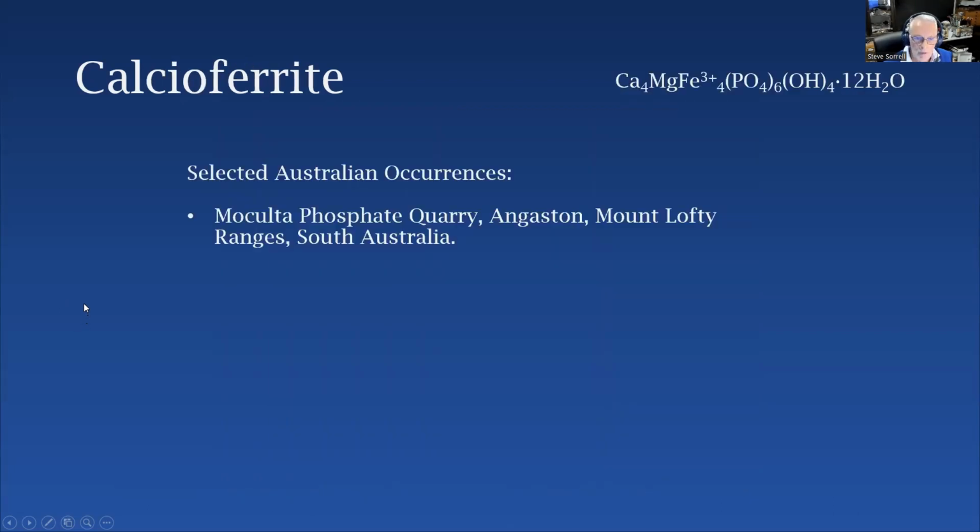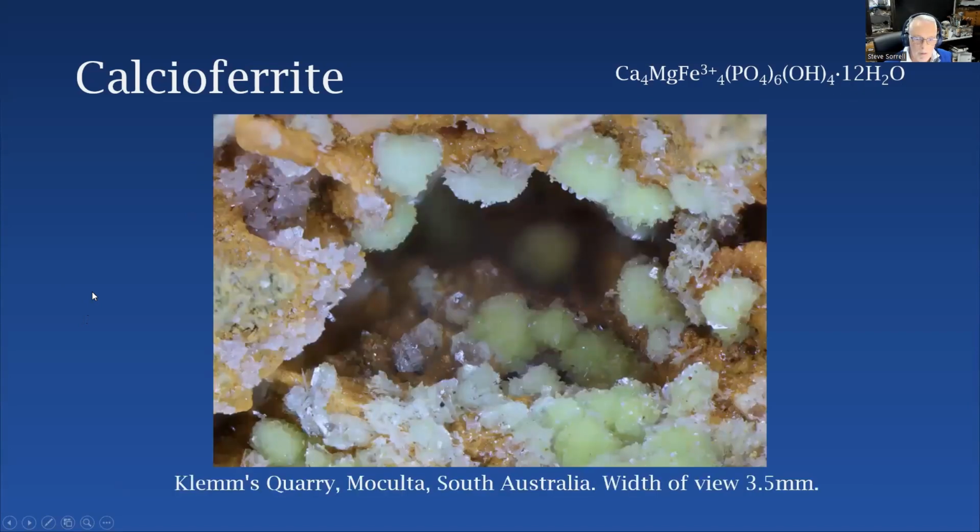Calcioferrite is a rare one. It's only been found at one locality, and that's the Macolta phosphate quarry in South Australia. And that forms these pale yellowy green hemispheres. Oh, the other thing I should say is you can see the scale down the bottom alongside the locality as well. And this orange sort of matrix is quite typical of the matrix of quite a few of the phosphate quarries in South Australia.